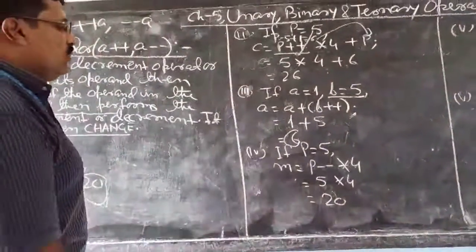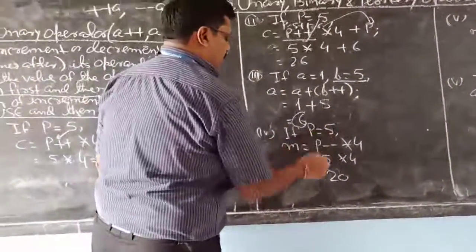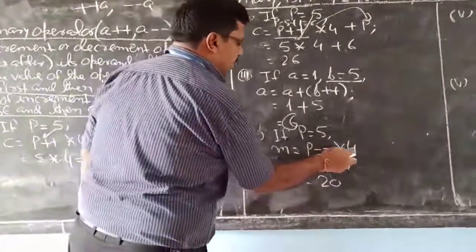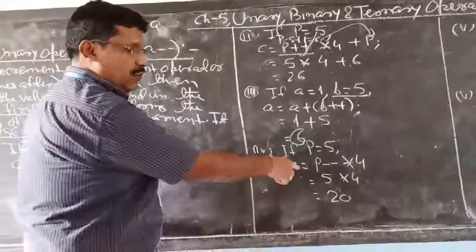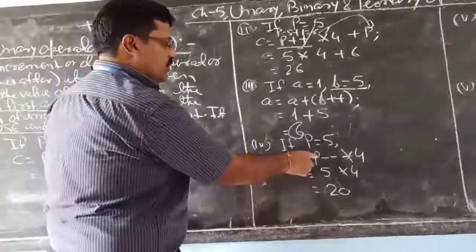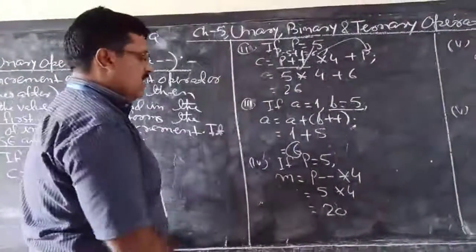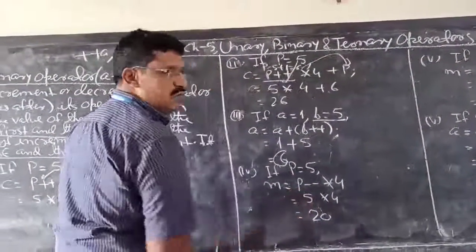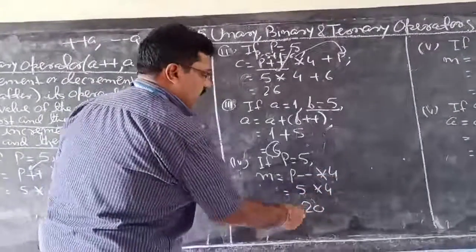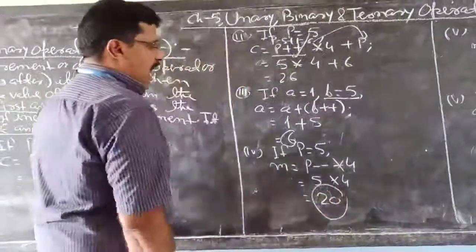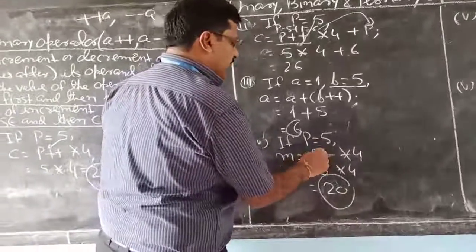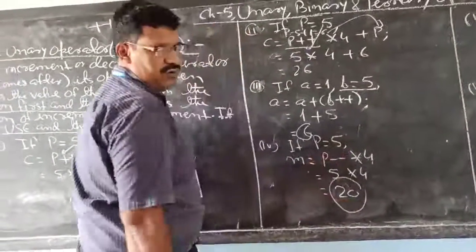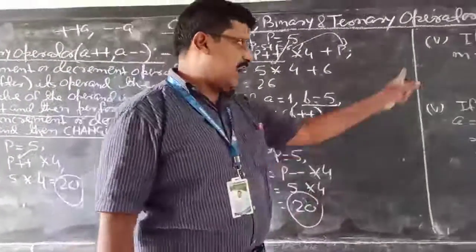Okay. Fourth one. If p equal to 5, then m equal to p-- * 4. Decrement operator, postfix unary decrement operator. So p--, the initial value of p is 5. So 5 is used. 5 into 4, 20. 20 is the answer. After that, the p value will be decreased by 1, that is 4. It will be more clear by the next example.